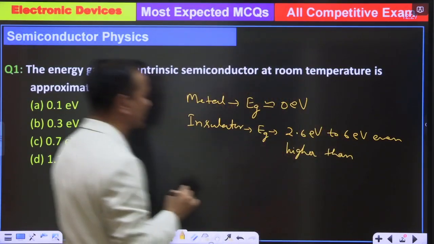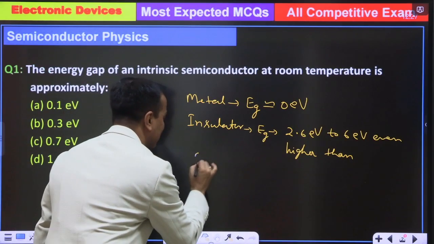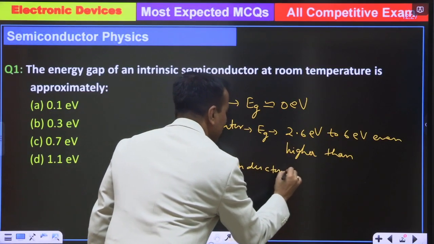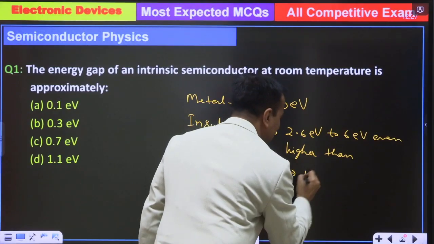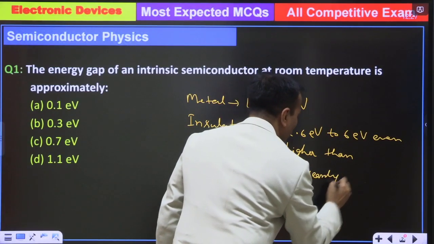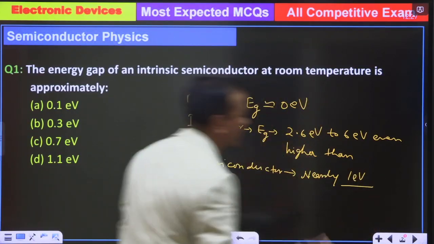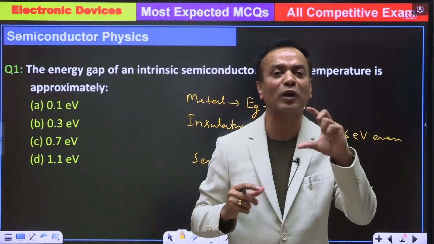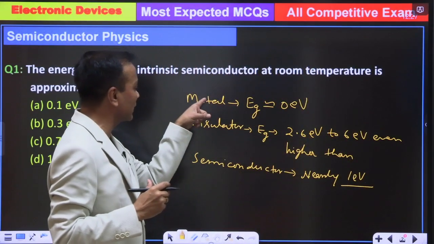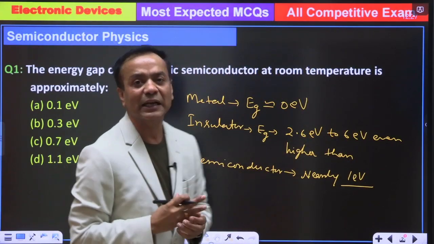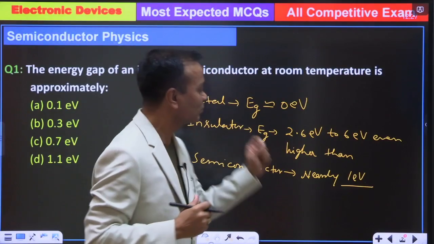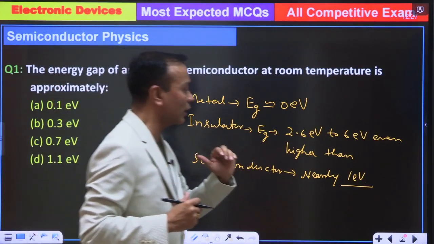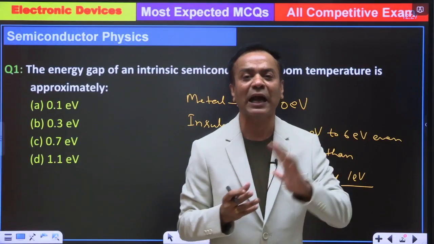For the semiconductor, the order is nearly 1 electron volt. This means that for the semiconductor, the gap is moderate, lying between the gap of metal and insulator. Due to that reason, it is called a semiconductor, and the order is 1 electron volt. But exactly, if we talk about germanium, silicon, and some other things.